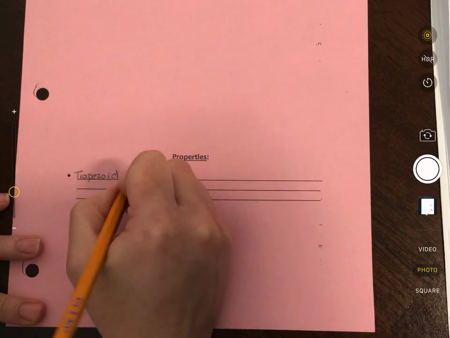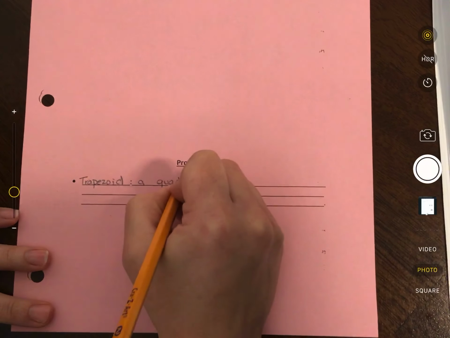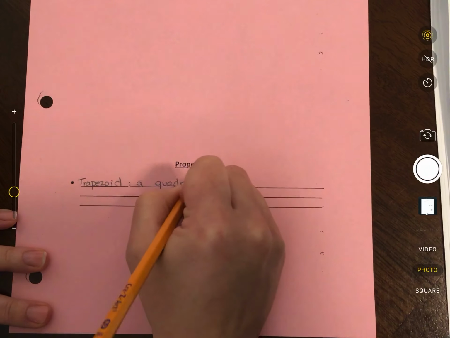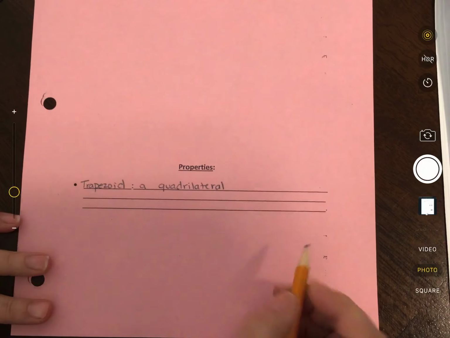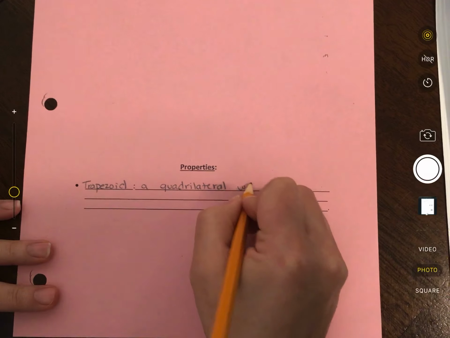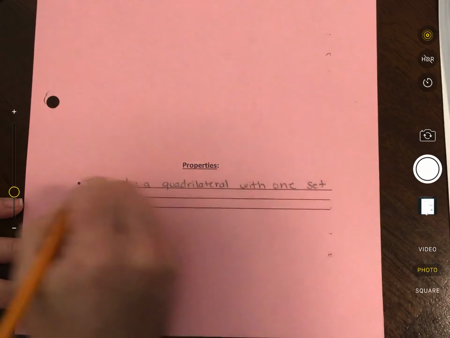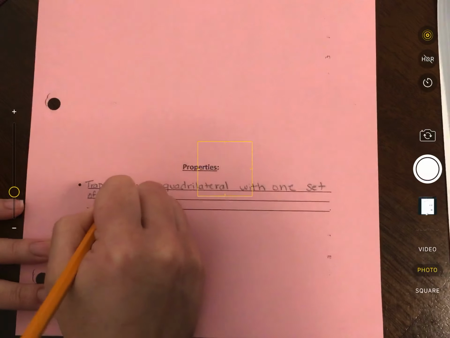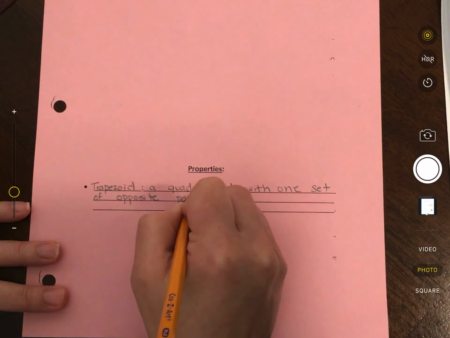And the properties of a trapezoid are a quadrilateral. Can you explain what a quadrilateral is to me? A quadrilateral has 4 sides. So it is a shape with 4 sides with one set of opposite parallel lines.